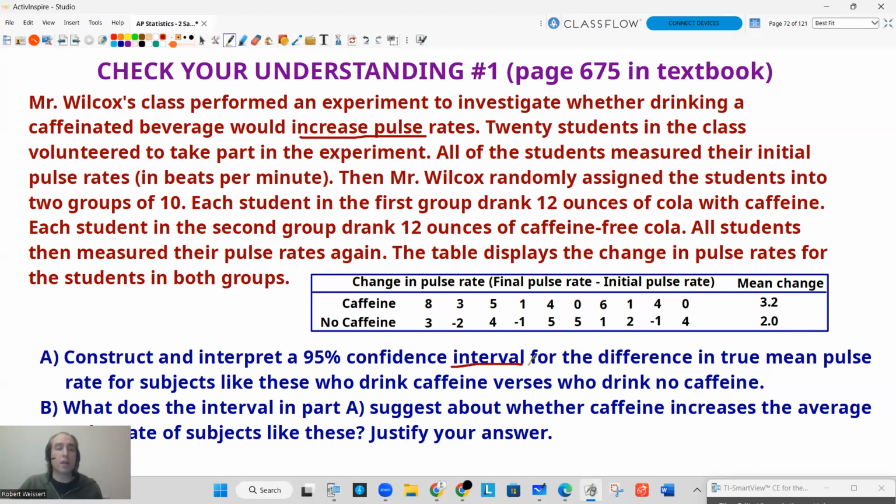And then there's a second part of the interval. A lot of times these intervals will suggest, what does this say about a certain value? So in this case here, what does the interval in part A suggest about whether caffeine increases the average pulse rate of subjects like these? And when it comes down to something like that, we're thinking, well, if there isn't significant evidence that there's an increase, then we would see our interval probably not include 0, if that makes sense.